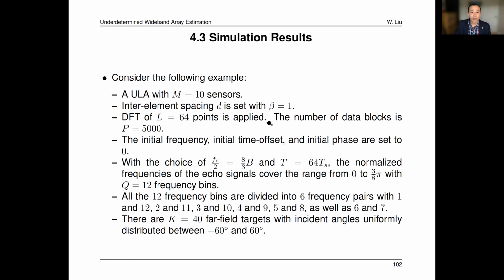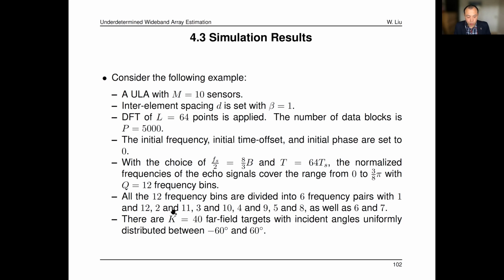Now some simulation results. We have 10 sensors in a ULA, inter-element spacing D is beta equal to 1, and we have 64-point DFT applied, and the number of data blocks is 5,000. And the initial frequency, initial time offset, and initial phase are set to 0, just to simplify the problem, okay? So basically we choose all the parameters so that the normalized frequencies of the echo signals cover the range from 0 to 3/8 pi with 12 frequency bands. All the 12 frequency bands are divided into 6 frequency pairs.